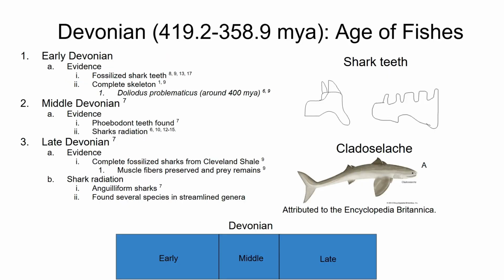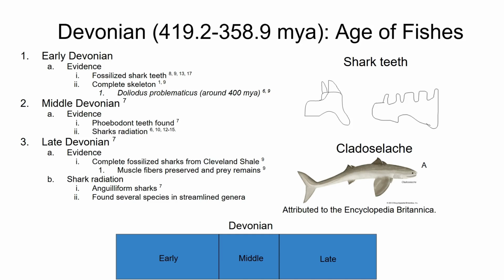Let us swim like fishes into the Devonian, a period lasting from 419.2 to 358.9 million years ago. What fossils did paleontologists uncover in early Devonian rocks? Paleontologists discovered a complete skeleton of a species they call Doliodus problematicus, and also some fossilized shark teeth in early Devonian rocks. This complete skeleton has shark-like features such as a skeleton made from cartilage and shark-like teeth, and acanthodian features such as spines in front of all of its fins.